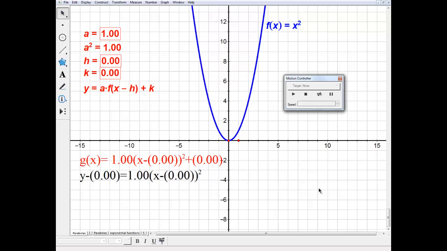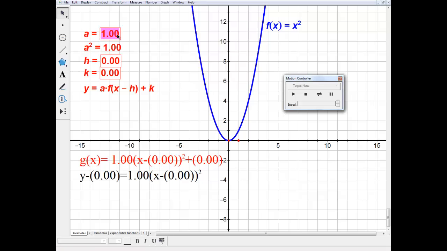Let's investigate the graph of f of x equals x squared. We have (0, 0), (1, 1), (-1, 1), (2, 4), and (-2, 4). So that's how we've plotted the points before. So you know how x squared looks. Let's play with the a value.